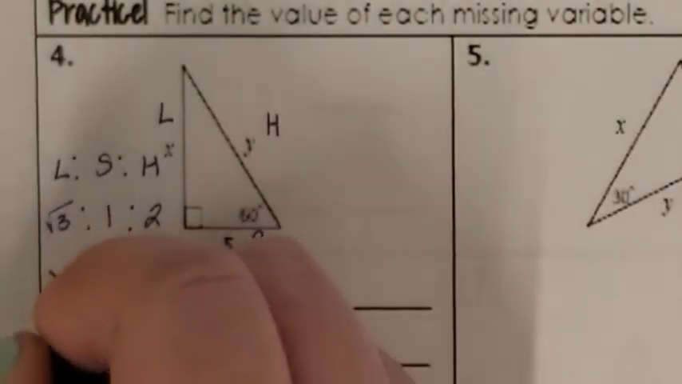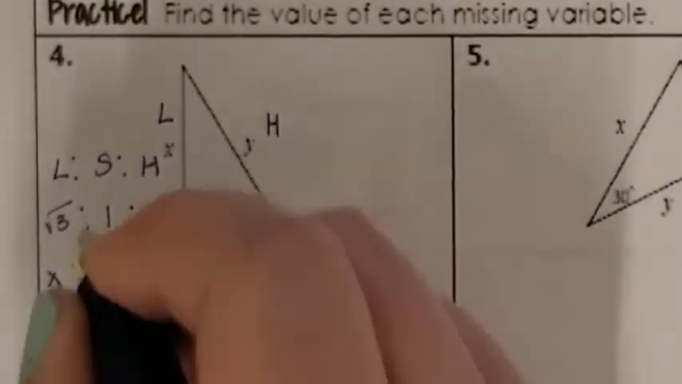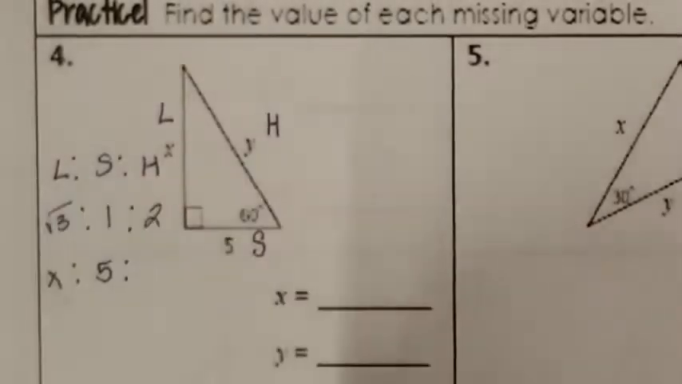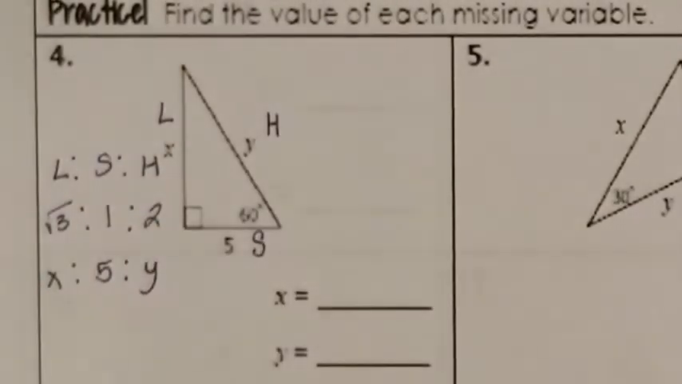I don't. My long leg is an x. Do I know my actual short leg? I do. My short leg is a 5. Do I know my actual hypotenuse? I don't. My hypotenuse is a y.